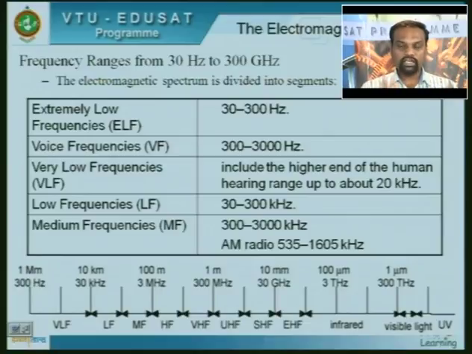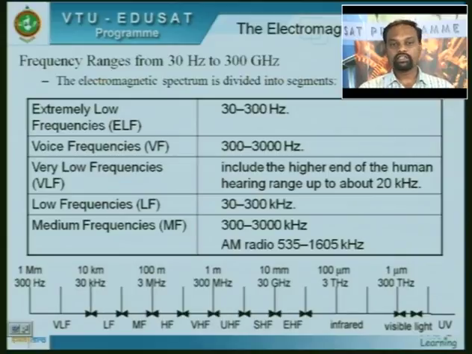So all those signals which are audible to us, we call them audio signals, which are in the range of 20 hertz to 20 kilohertz. And the signals we are able to hear, like speech, are in the range of 300 hertz to 3000 hertz. So there are two important frequencies for us: one is called the speech signal, the other is called the audio signal.